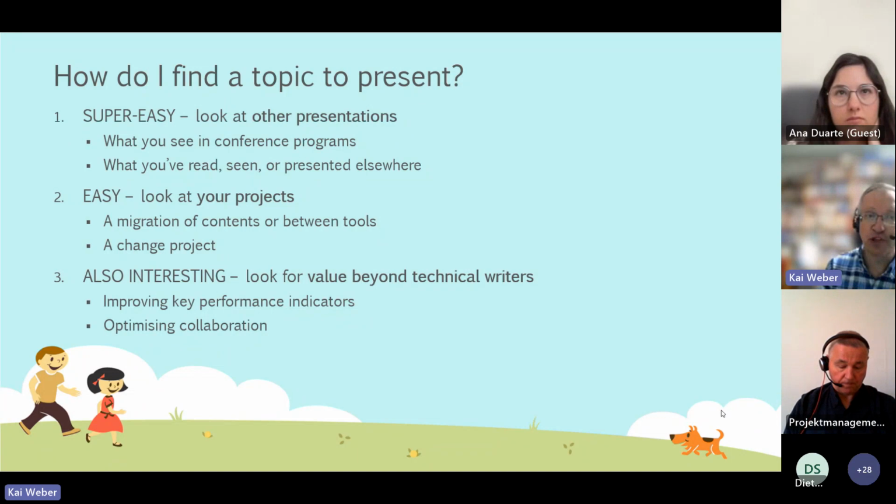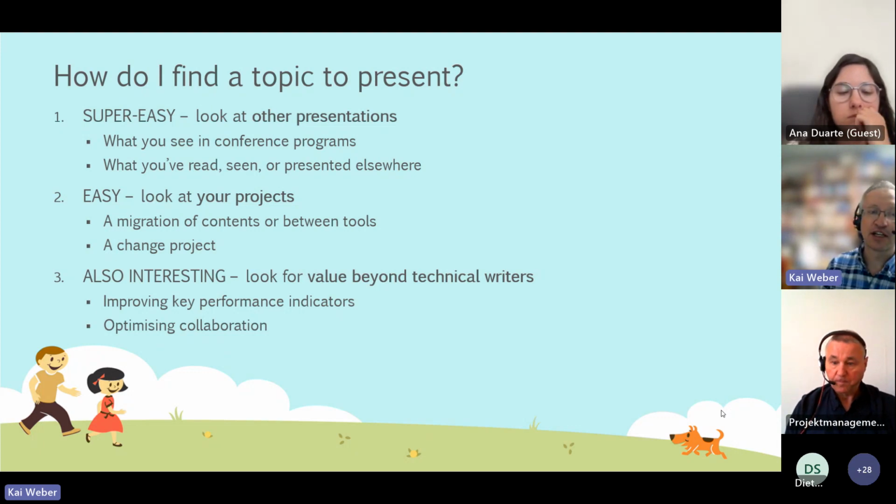Then the second one we've been over. Anna talked about her processes, and that's always good. Very often you could think about a migration project, where you migrate contents or you migrate between tools, or maybe you've changed your project. You've had a change project where you changed processes or you've changed the setup.